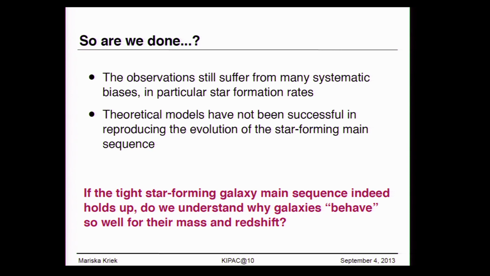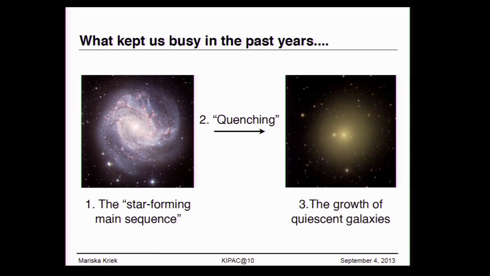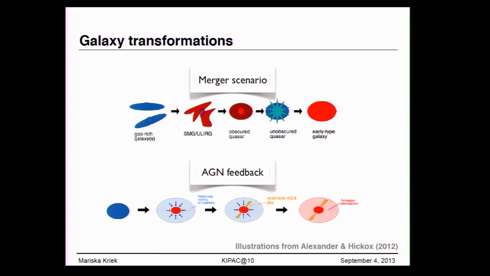But is it really that simple? And do we understand this? Okay, second question. How do we actually go from a star-forming galaxy to a quiescent galaxy? So how do we actually shut off that star formation? That kept lots of people busy too, and there were these two popular scenarios.